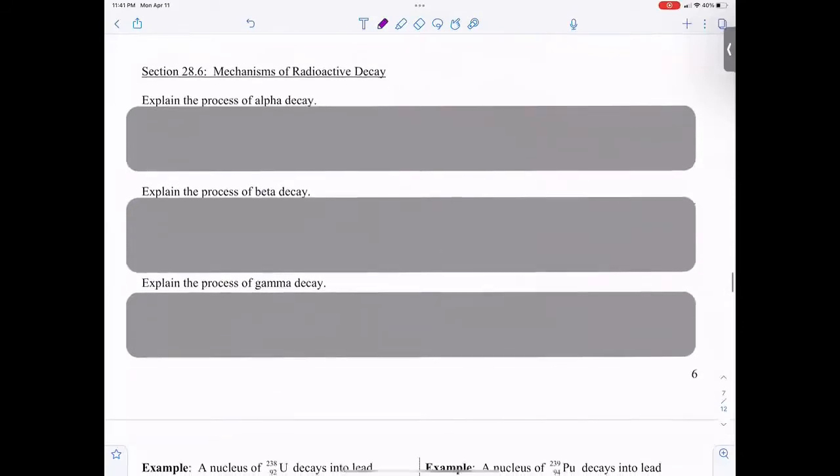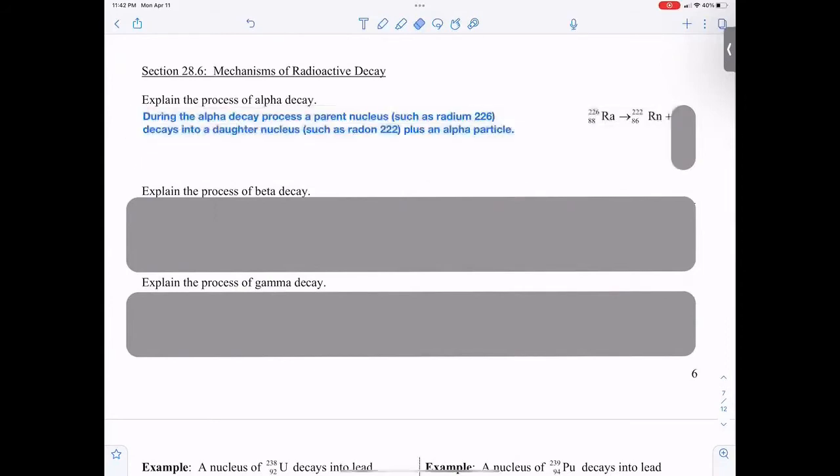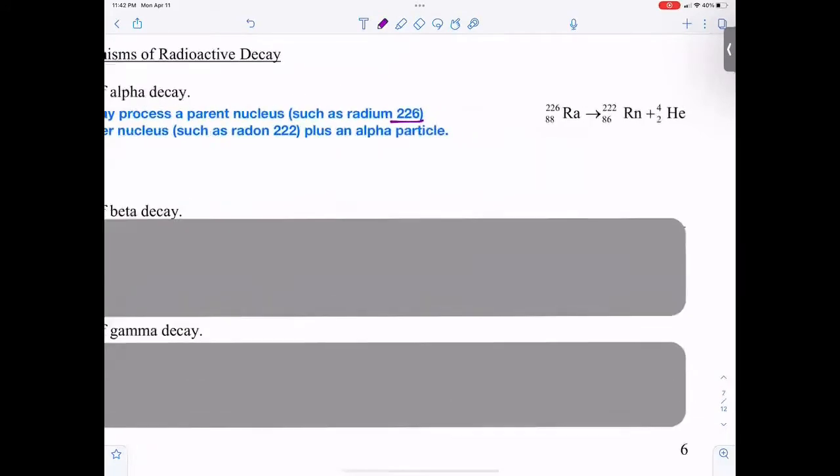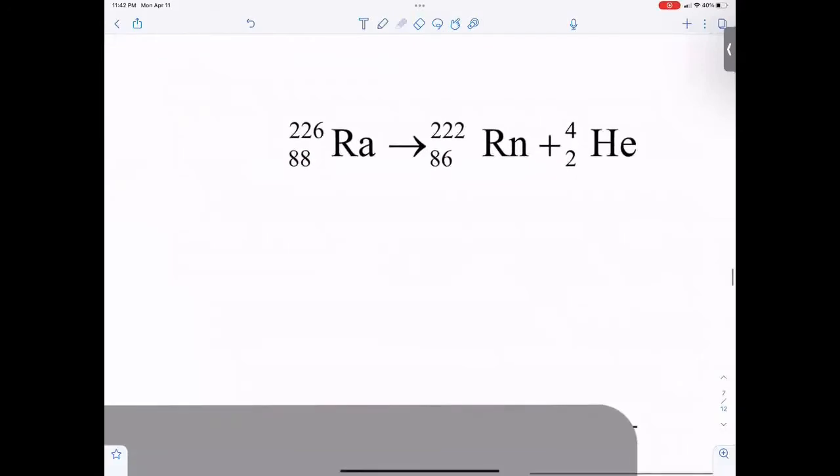Section 28.6, mechanisms of radioactive decay. Explain the process of alpha decay. Okay. During the alpha decay process, a parent nucleus, for example radium-226, decays into a daughter nucleus plus an alpha particle. If you look at this example here, we have a radium nucleus, radium-226. It has a mass number of 226, and you're going to release an alpha particle.